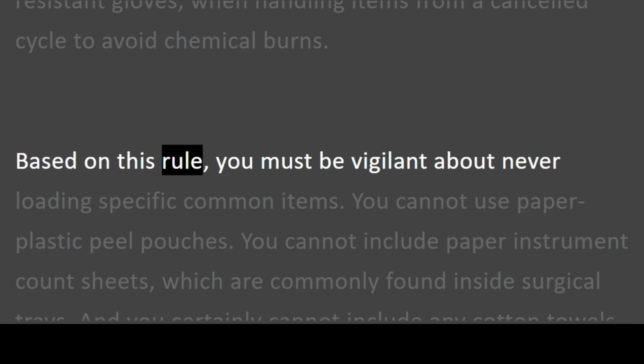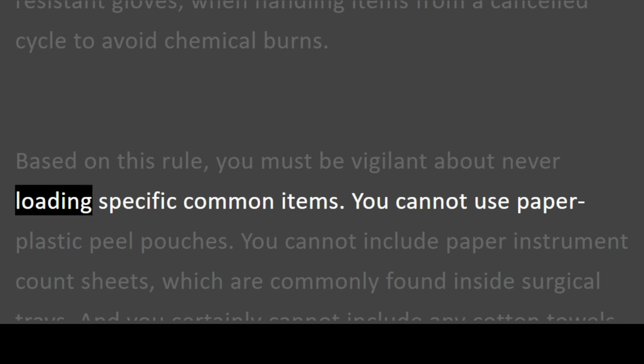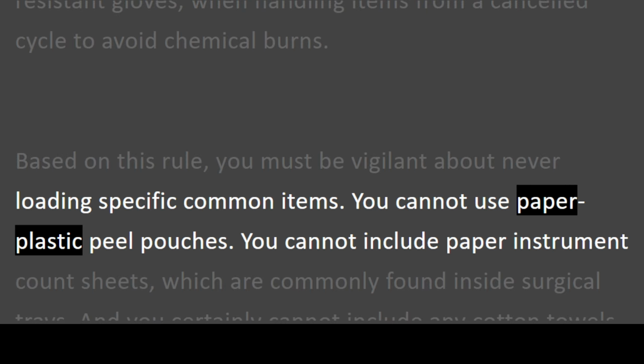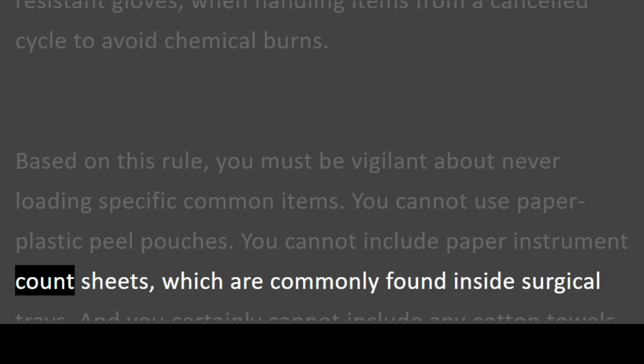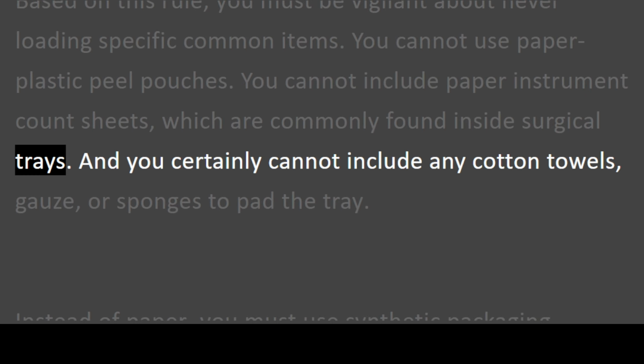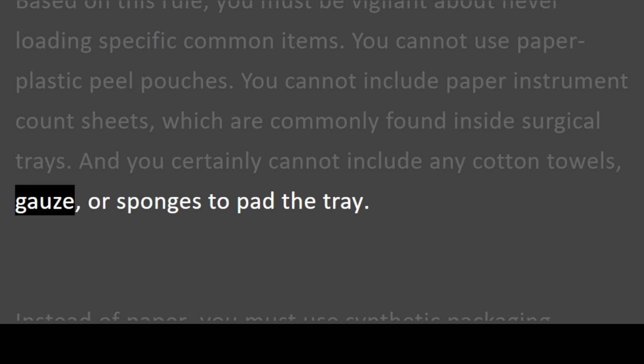Based on this rule, you must be vigilant about never loading specific common items. You cannot use paper plastic peel pouches. You cannot include paper instrument count sheets, which are commonly found inside surgical trays. And you certainly cannot include any cotton towels, gauze, or sponges to pad the tray.